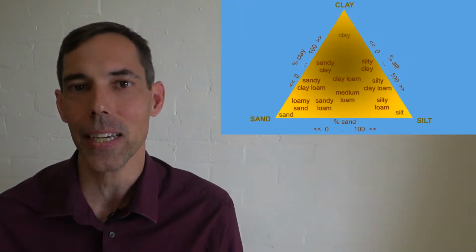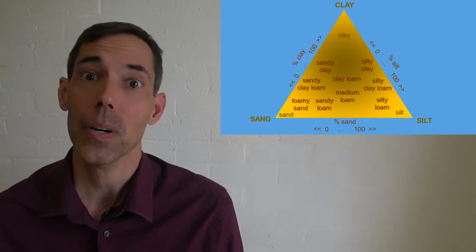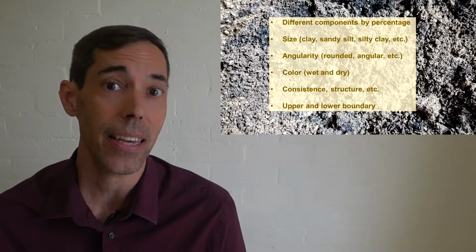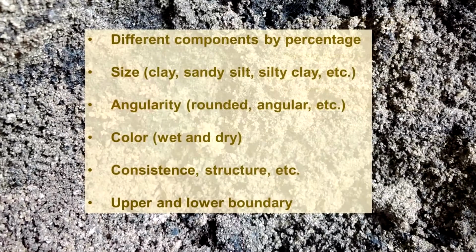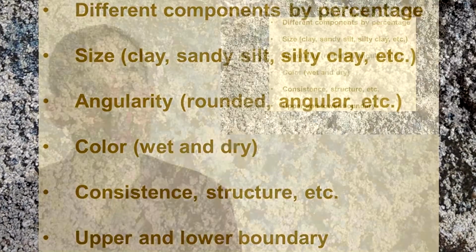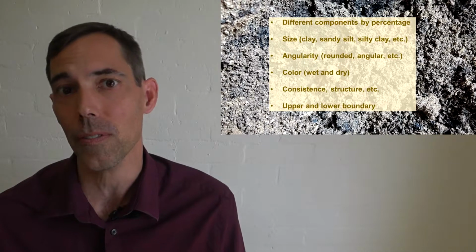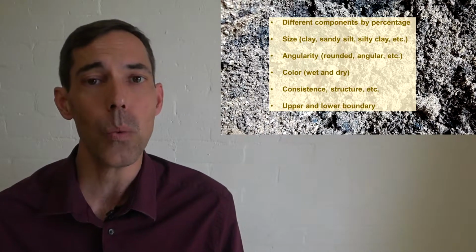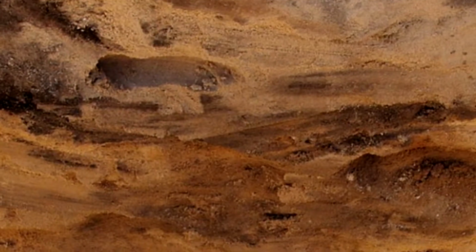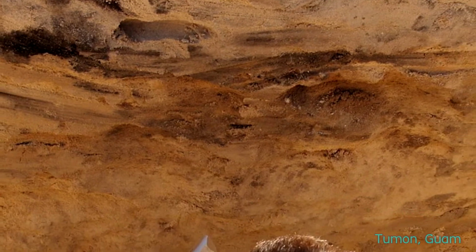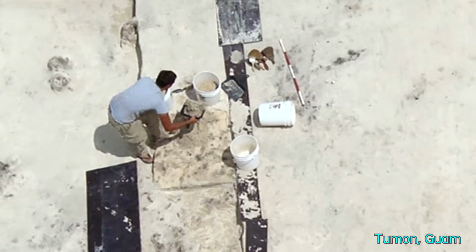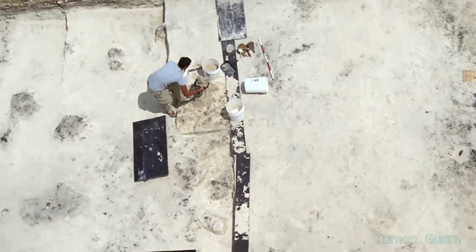Several other aspects of a sediment could be recorded, for example in terms of the angularity of the individual pieces or clasts, the color when wet or when dry, the consistence, the structure, or the nature of the upper and lower boundaries. I will not review all of those details right now, but you should be aware of the range of possible observations. Whatever observations are being made, they need to be recorded in a standard conventional format for cross-comparability and potential integration of diverse findings.